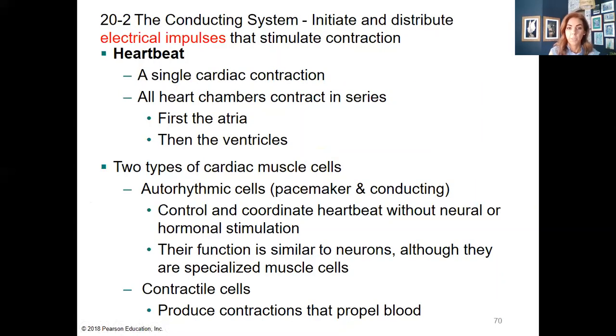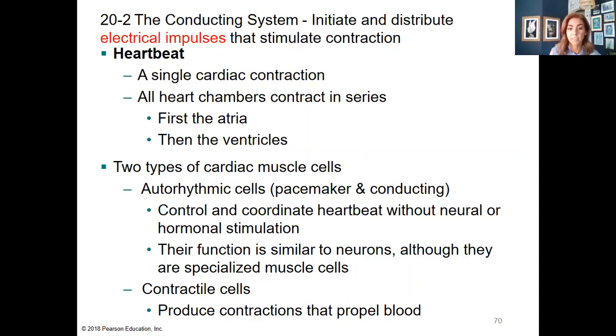So when we say heartbeat, what we're talking about is a single cardiac contraction. All of the heart chambers are going to contract in series. So first the atria and then the ventricles. Now with your picture, you have already labeled the atria as well as the ventricles. You know, the atria are near the base and the ventricles are near the apex. So this is going to be in a very coordinated fashion, and there are a lot of very specific events that have to occur within a time frame in order for this to all work out appropriately.